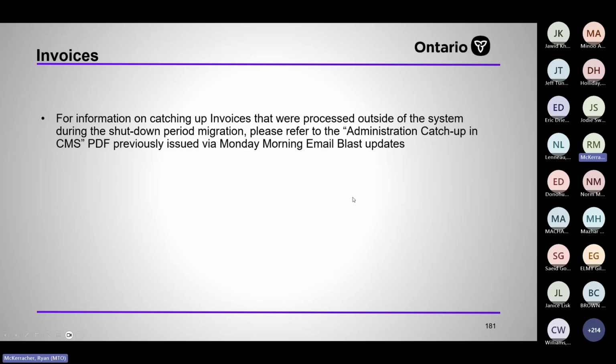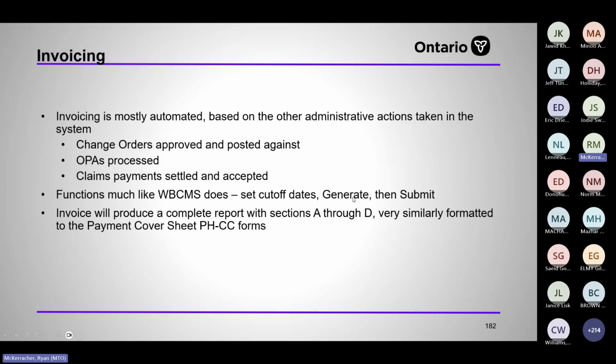This is old. We don't have to catch up invoices anymore. Invoicing is mostly automated. It's based on upstream activities. So change orders approved and posted against, OPAs processed, claim payments settled and accepted, items that are reconciled, item quantities that are reconciled, I should say. It functions much like WBCMS does.